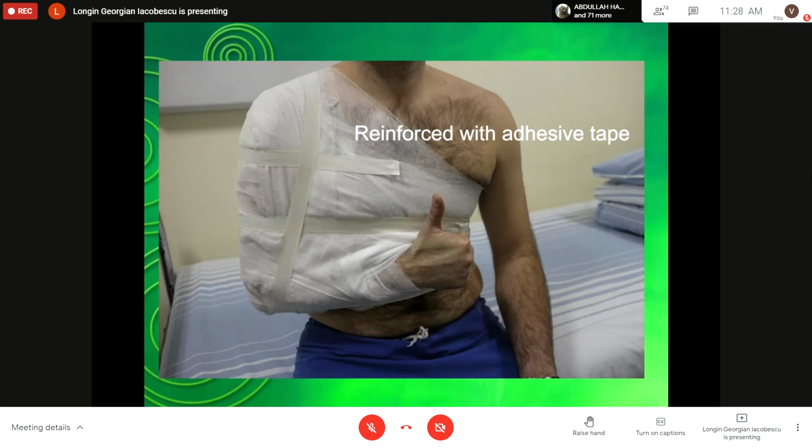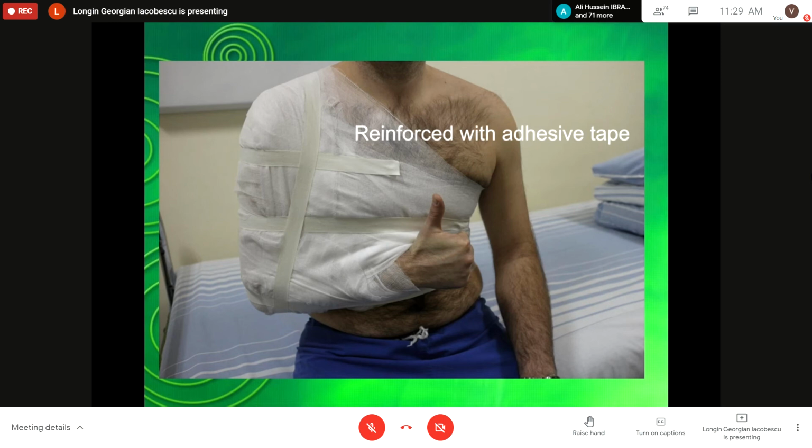The Desault bandage is reinforced with adhesive tape. Unfortunately, the manufactured Desault bandage can also start to loosen and become inefficient. So that's also the reason why we call the patient to be seen at one week distance from the first application of the Desault bandage. And we also have the patient make a specific movement of the first finger of the hand.